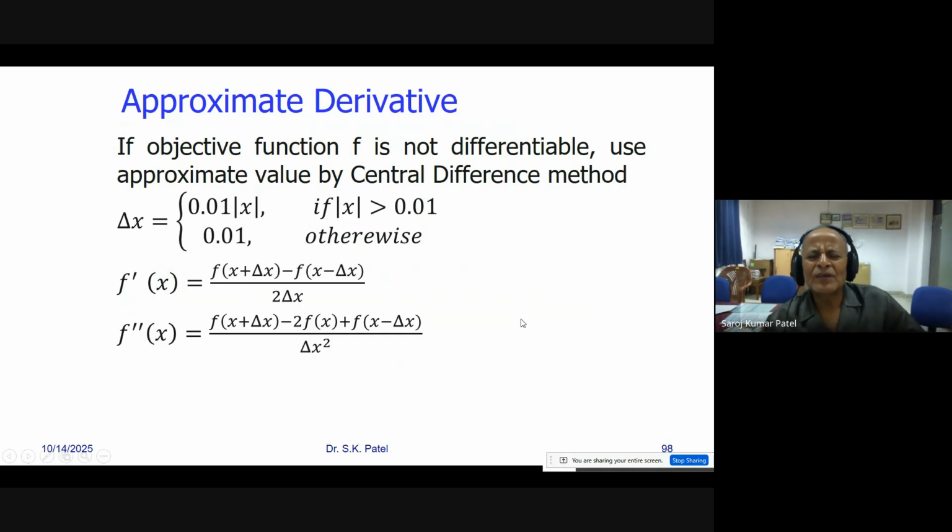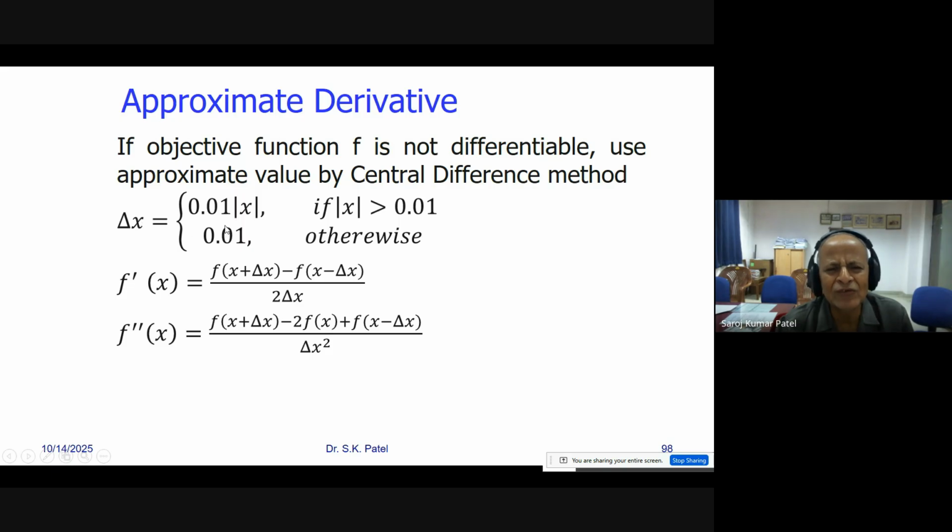Suppose a function is not, this is a very simple example I have given, where the first derivative we are able to find out. If you are not able to find out the first and second derivative, we can use the Taylor series expansion, the central difference method, and find out the first derivative. So first derivative will be f of x plus delta x minus f of x minus delta x. Delta x will be 0.1% of your x values, absolute values of x. And if x value is less than 0.01, the 0.01 is your delta x.